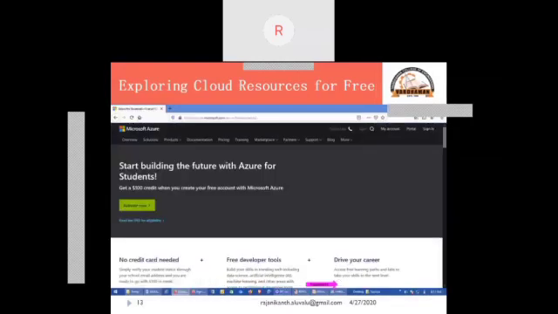Moving on, Microsoft is another important player, and Microsoft also provides the Azure services free of cost for the students upon subscribing. You can just look at the slide. Start building the future with Azure for students. Get a $100 credit when you create your free account with Azure. Just sign in, get registered with the Microsoft Live account.